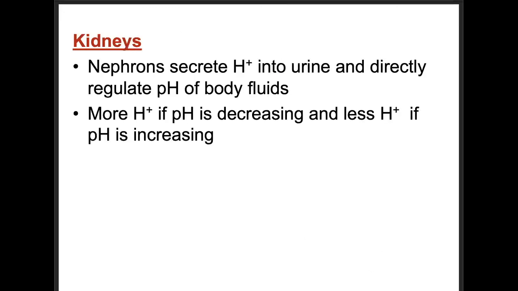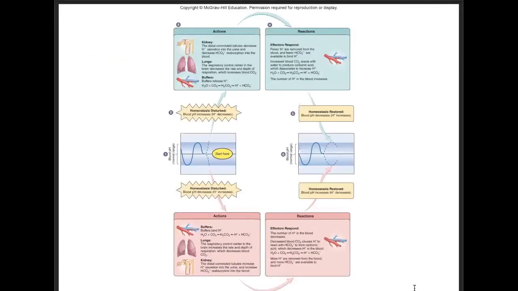Okay. While your kidneys here, the nephrons secrete the hydrogen ions into the urine and directly regulate the pH of the body fluids. More hydrogen ions if pH is decreasing, and less hydrogen ions if the pH is increasing. So it is being controlled by your kidney. So if the body detected that there are more hydrogen ions in the pH, it will decrease in production, and vice versa. So this one, please read this on your book as well.